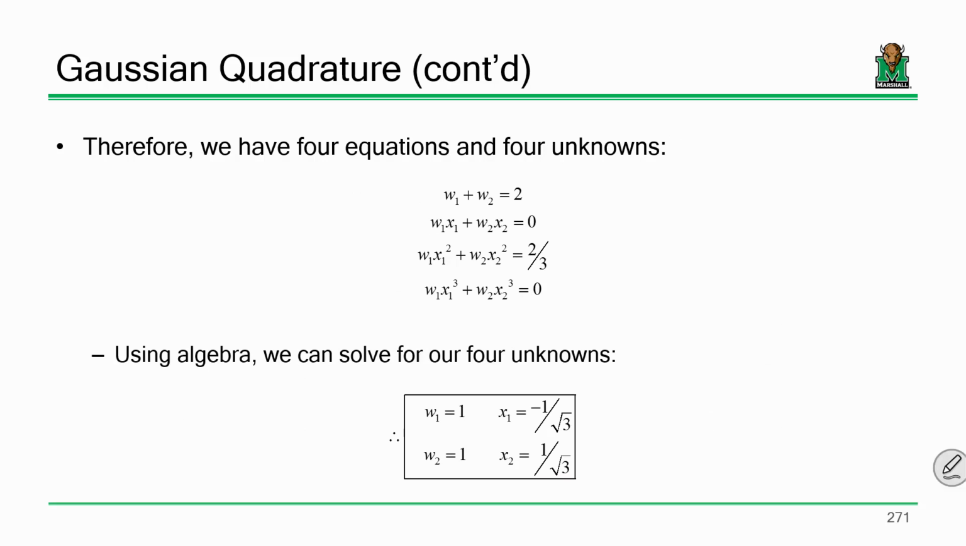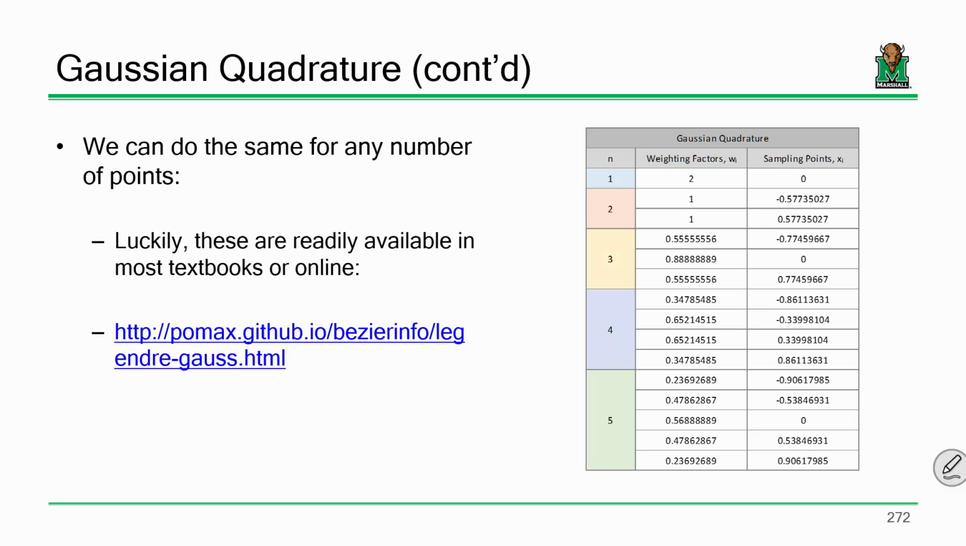Now, these 4 equations and 4 unknowns, if you evaluate them out, you will get that the 2 weights need to be 1 and the 2 sampling points need to be plus or minus 1 over the square root of 3. If you keep doing that for 2-point integration, 3-point integration, 4-point integration, 5-point integration, what have you, that's what you get. That table that you see right there, those are Gauss points.